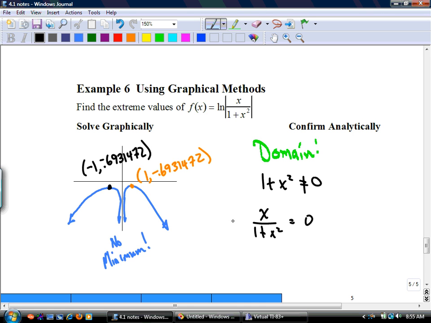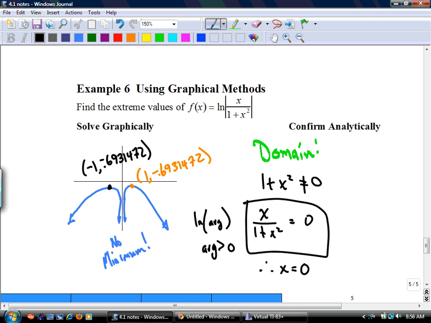This is the log, you've got a ln of the argument. The argument has to be bigger than or equal to 0. Or sorry, just bigger than 0. So it's never going to be negative because of the absolute value symbol around it, but what value of x will make this equal 0? Therefore, x equals 0 is not in the domain. So we have to be thinking about the domain.